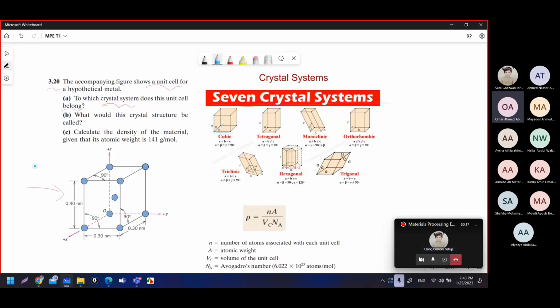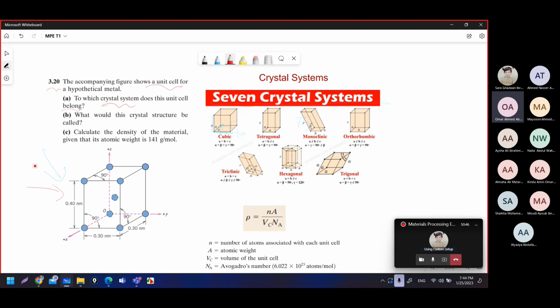Always the edge length is only A, and the angles are always right angles, 90 degrees only. Maybe we'll have a shape where one of the edges is not equal to A, maybe it has another value, or maybe one of the angles is not 90, maybe it's 75, like this. So that is the difference between the crystal systems. So he is asking what is the crystal system for this unit cell.